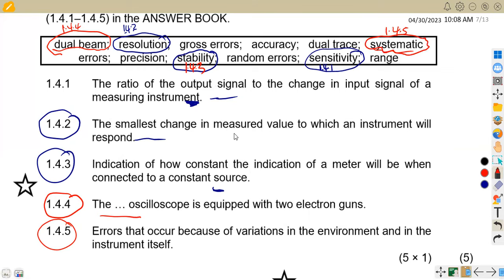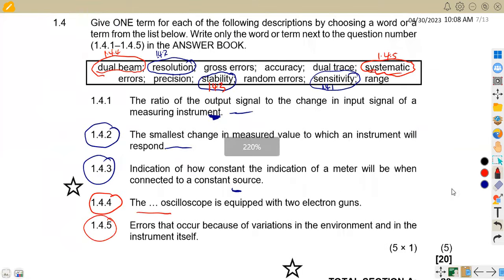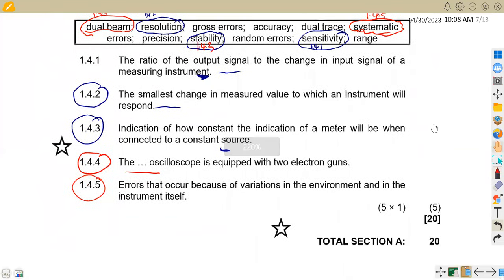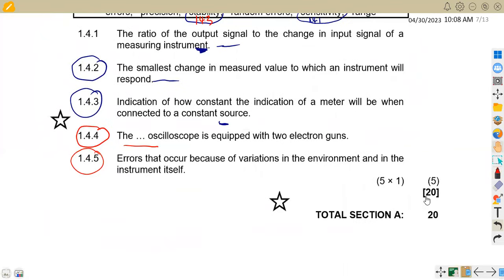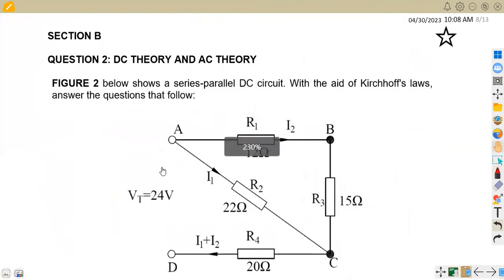All right. So I think that's what we had on section A, having a total of 20 marks. That's 20 marks for section A. And we move on to section B, which is now question 2. It was a comparison of DC theory and AC theory at the same time. All right. So this is what we had.